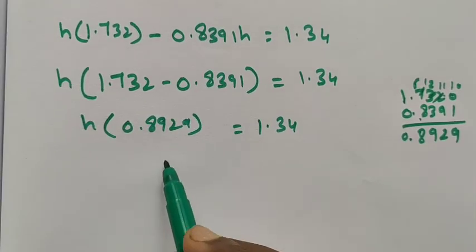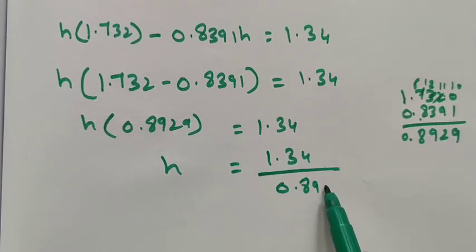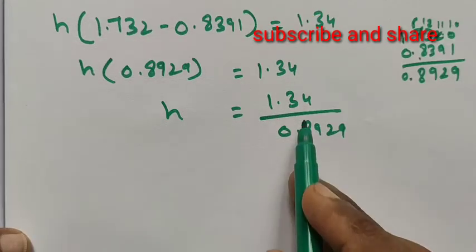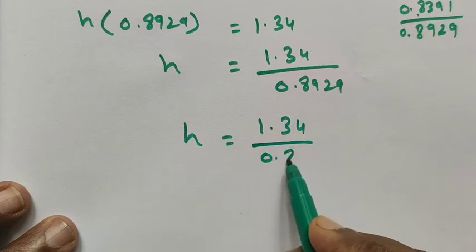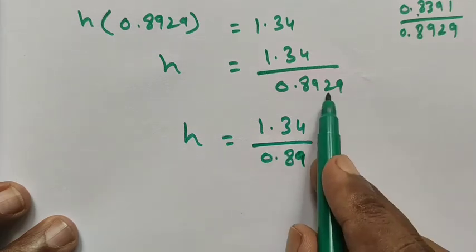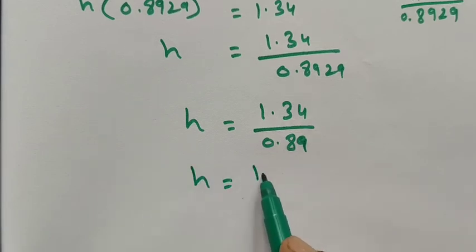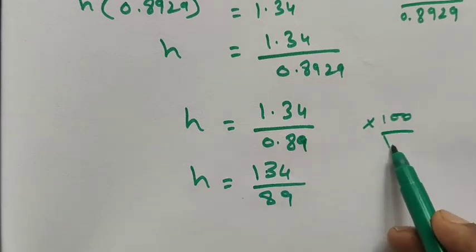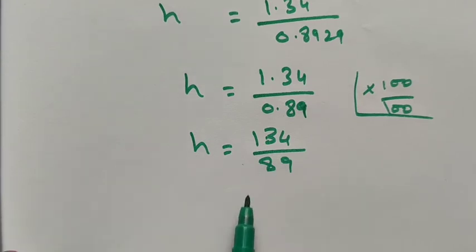Now we want to find only the H value. The H is equal to 1.34 divided by 0.89. I take this term to this side. Now I take two decimal places, that is H is equal to 1.34 divided by 0.89. The third decimal is only 2, so leave it. So now changing the places, H is equal to two decimal places. I change two decimal places, that is multiplying by 100 divided by 100 like this. So we get 134 divided by 89.